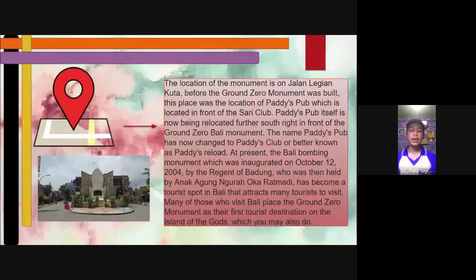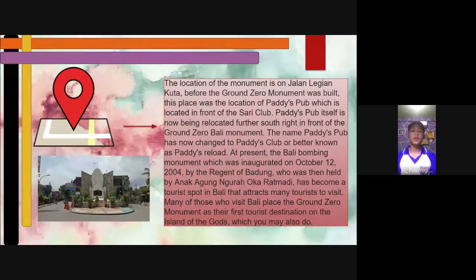At present, the Bali bombing monument, which was inaugurated on 12 October 2004 by the regent of Badung, who was then held by Anak Agung Ngurah Oka Ratmadi, has become a tourist spot in Bali that attracts many tourists to visit. Many of those who visit Bali place the Ground Zero Monument as their first tourist destination on the island of the gods, which you may also do.